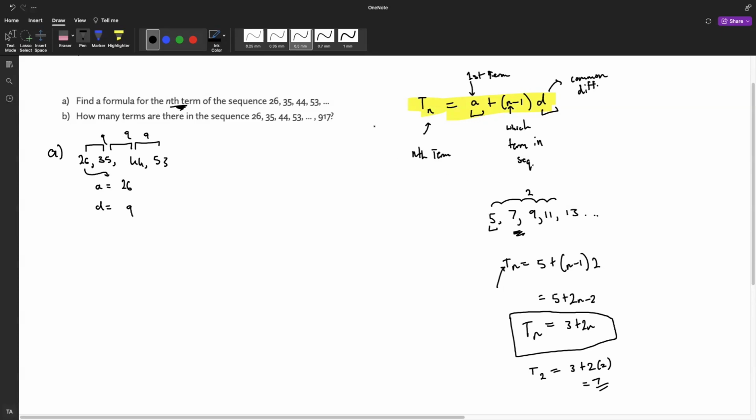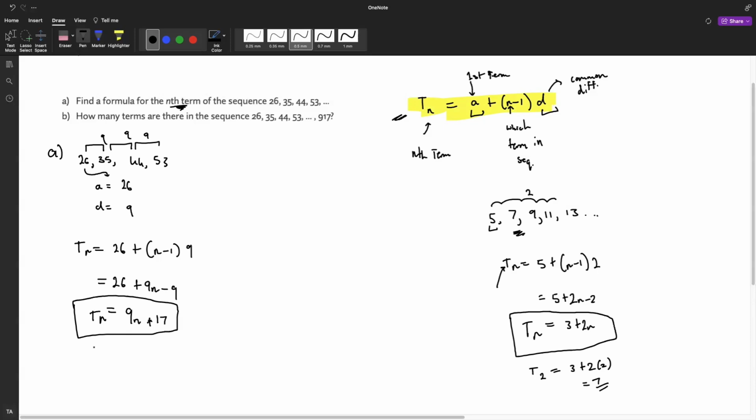And now we can substitute these values into our formula here. And that means that the nth term of this sequence is going to be 26 plus bracket n minus 1, and then the common difference is 9. Now again, expanding the brackets and simplifying, that gives us 26 plus 9n minus 9. 26 minus 9 is 17. So 9n plus 17, that will give us a formula to find the nth term of the sequence. So whatever term you want, you just sub that into your n, and that will give you that value.